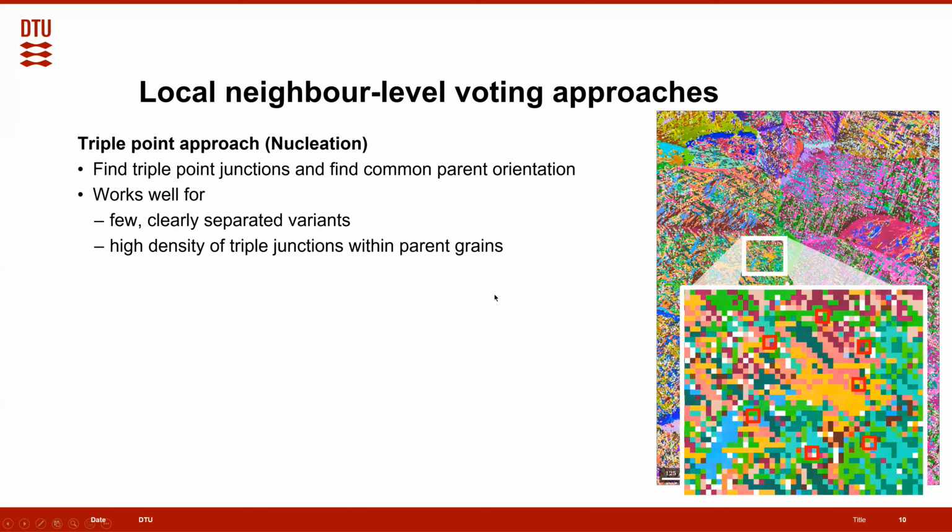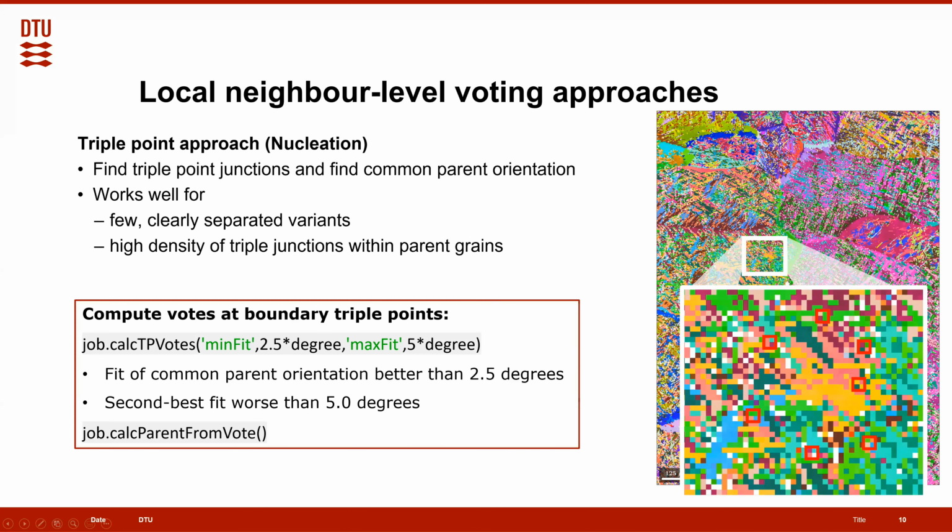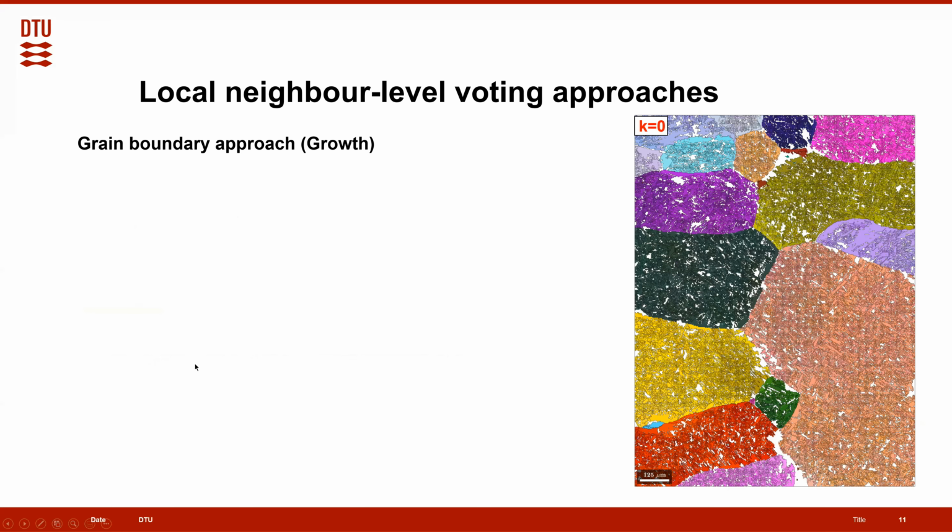So in MTEX, we do this by this command calcTPVotes, TP votes. And we have 2 fits that we can introduce to this command. So the first fit is the fit of the common parent orientation. Oh, sorry.